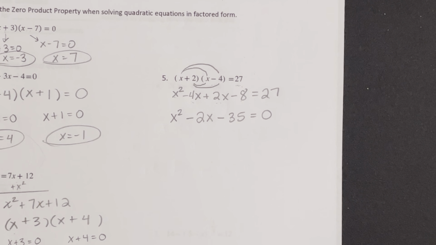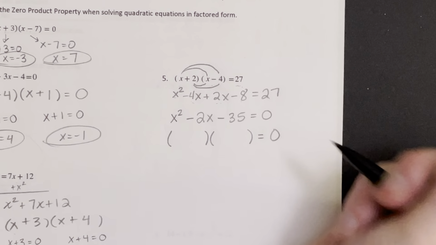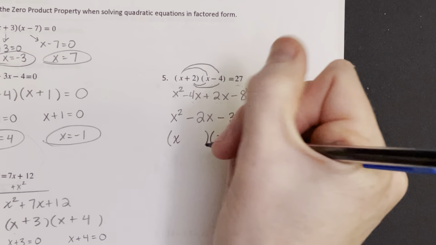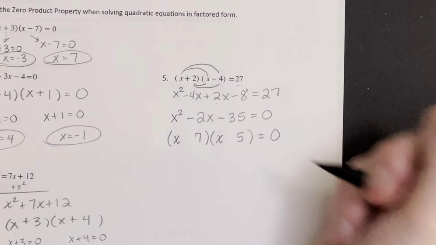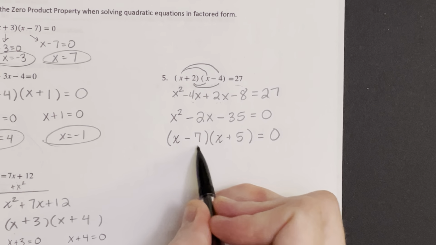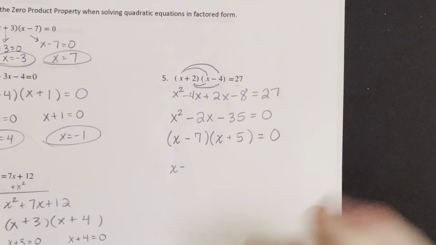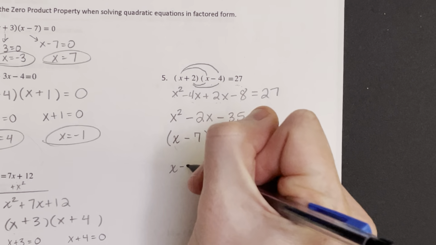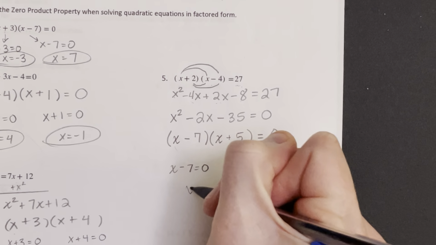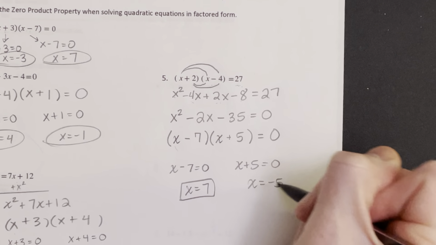We just need to use those factoring skills. And we're going to factor that trinomial. X squared came from x times x. Factors of 35 are 7 and 5. And this does combine to give me a negative 2x if we had negative 7x and a positive 5x. So now we have a product equal to 0. We can set the factors equal to 0. And our solutions would then be x equals 7 and x equals negative 5.